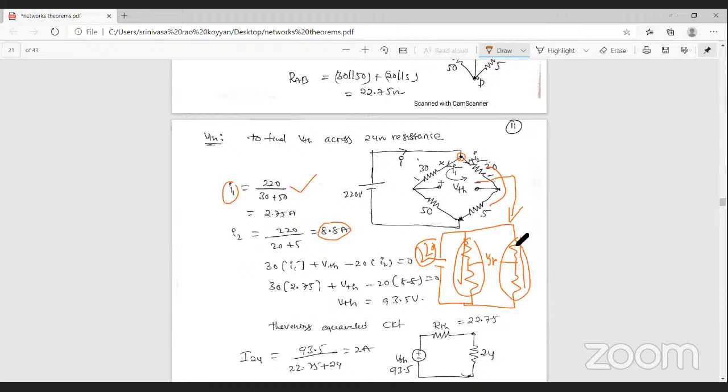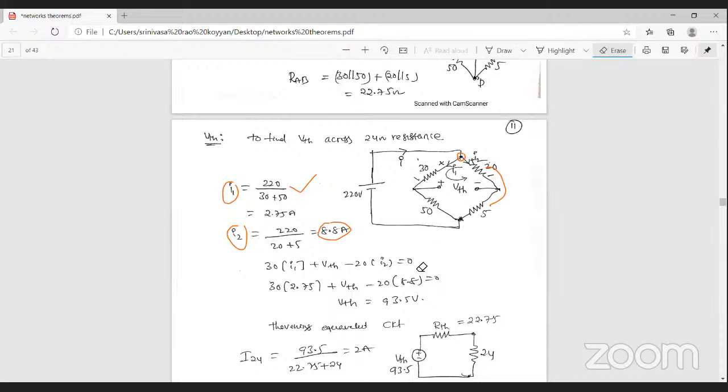Why? Because they are in parallel. That's why these 220 volts is present across these two terminals as well as these two terminals. That's why the current I1 is equal to 220 by 30 plus 50, and the current I2 is 220 volts by 20 plus 5. Then you can find out the currents I1 and I2.